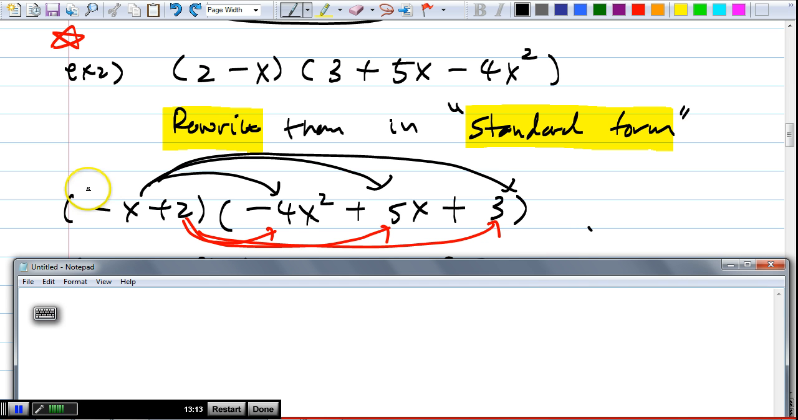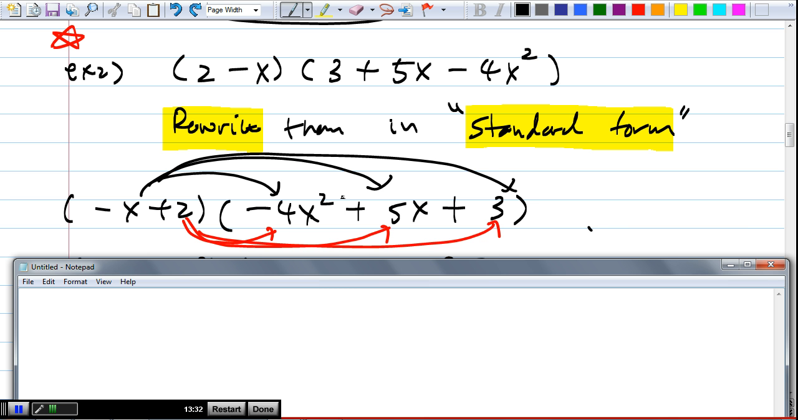So of course I'm going to multiply negative x times the polynomial. Notice how many times am I multiplying negative x with the polynomial? Three times. Because why? How many terms do I have? Three terms. What about 2? How many times am I going to distribute 2? Three times again, because you have three terms.